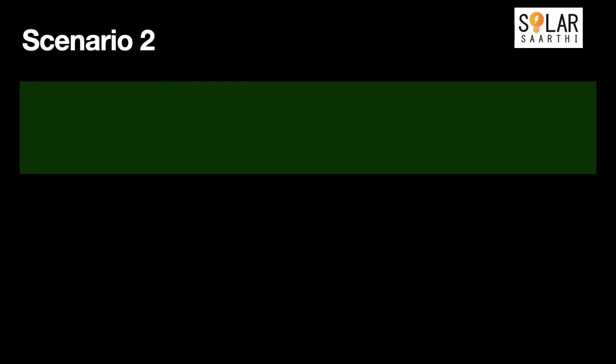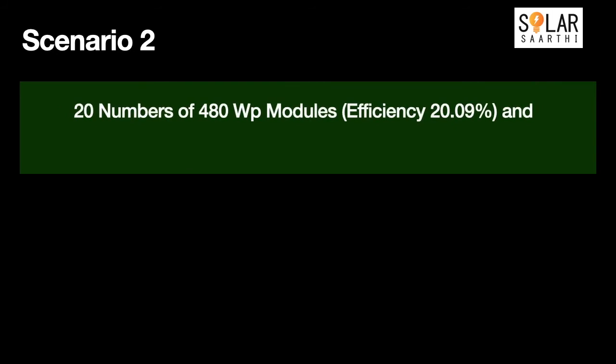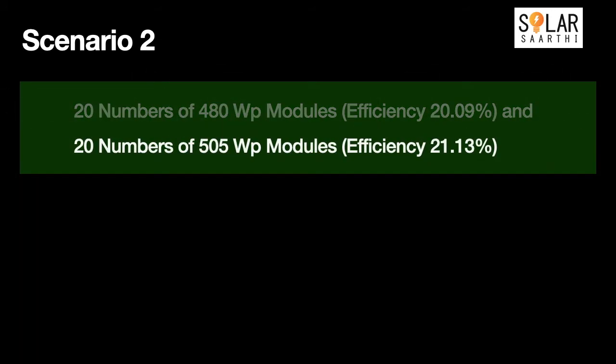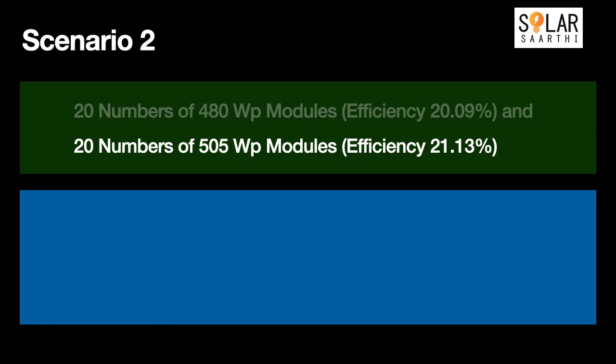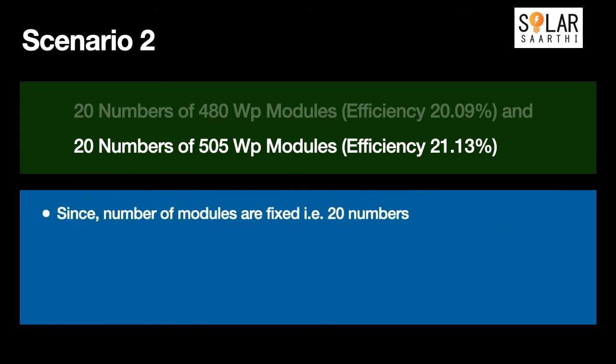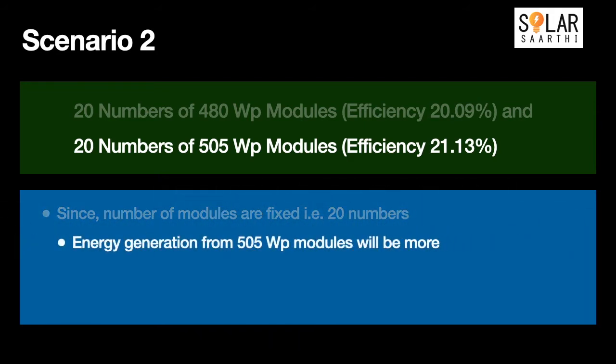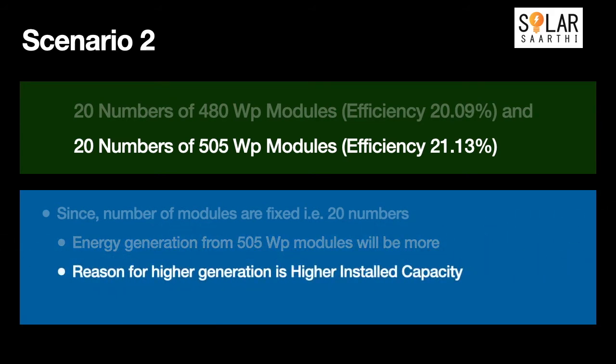again we have two different models. The first model is 20 numbers of 480 watt peak modules having an efficiency of 20.09%, and the second model is 20 numbers of 505 watt peak modules with an efficiency of 21.13%. Now since in this scenario the number of modules is fixed and not the system capacity, the energy generation from the 505 watt peak modules would be more when compared to the 20 numbers of 480 watt peak modules, because in this case the reason for higher generation is the higher installed capacity.